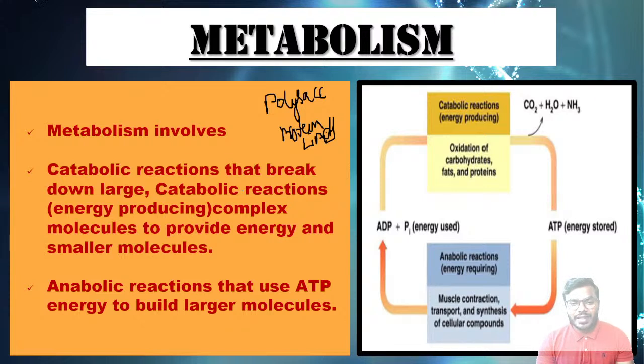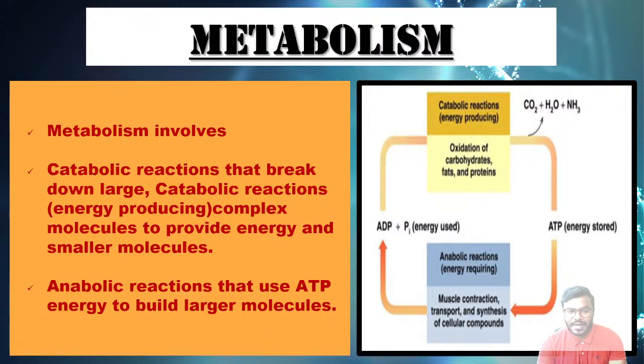In order to get an abundant amount of energy, friends, we are going to break down our food molecules: polysaccharides, proteins as well as lipids. Correct? So when we break down them, what do we get, friends? We get that energy. Okay, finally, oxidation. What is oxidation here? Breaking down. So breaking down of large carbohydrates, large fats as well as large proteins.